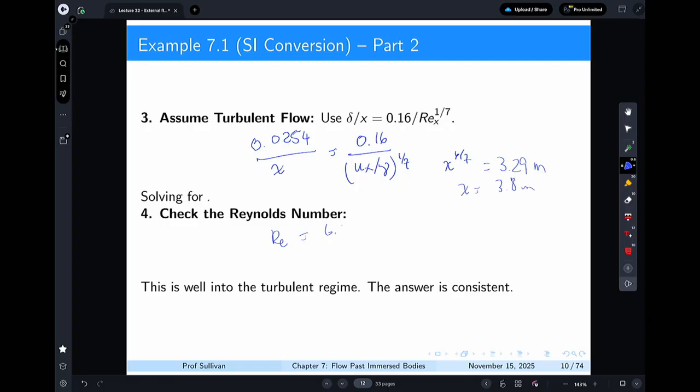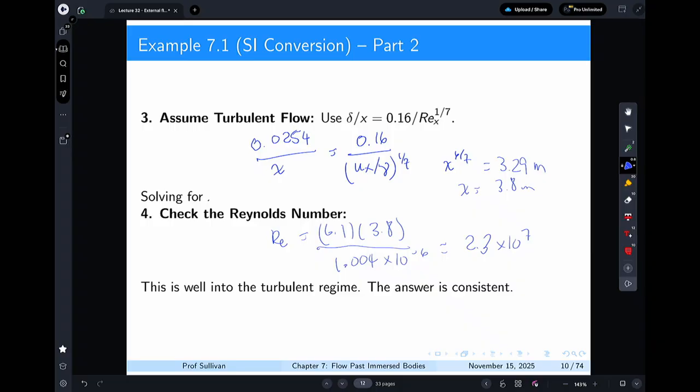The Reynolds number is then 6.1 times 3.8 over 1.004 times 10 to the minus 6, which is 2.3 times 10 to the 7th. And it's clearly turbulent. Again, you're well past this 500,000, and now that you're well past it, your numbers make more sense. Any questions on this one?